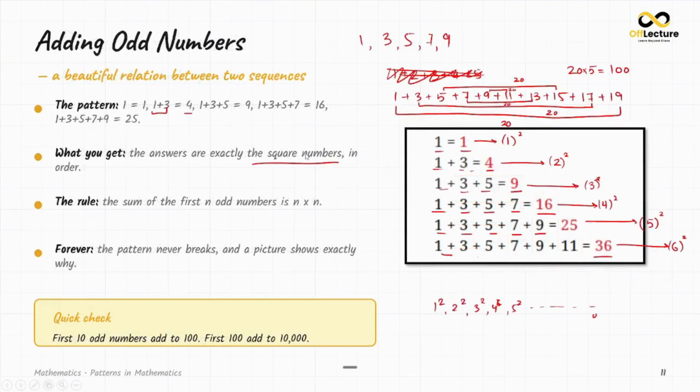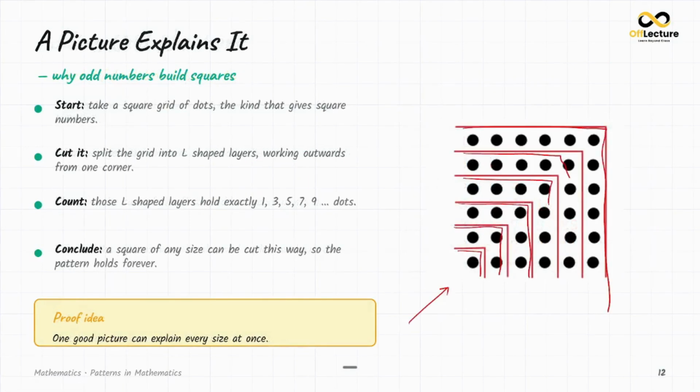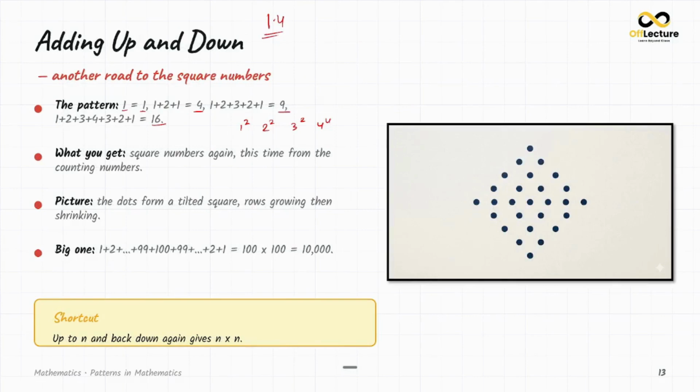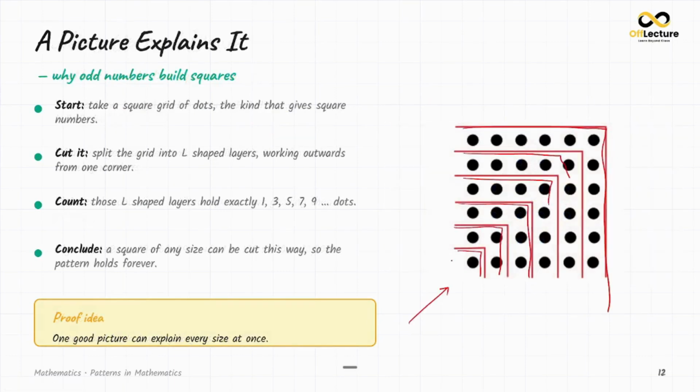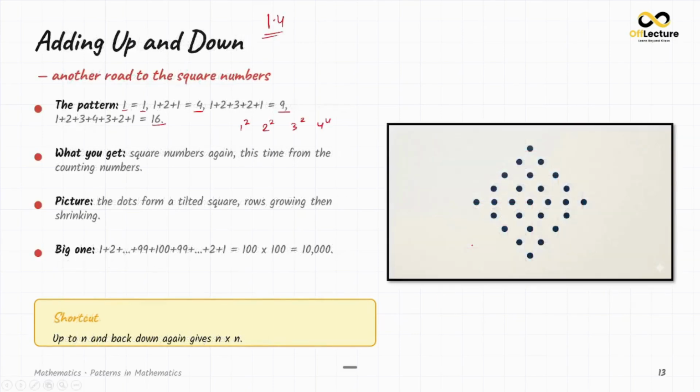Previously, we were adding the odd numbers. But now we are using the counting numbers. So how will the picture be shifted? Initially, we created this picture. We had 1 dot, then 3 dots, then 5 dots, like this. So it was creating a square in a normal shape. But here, this is also a square, but tilted in nature.